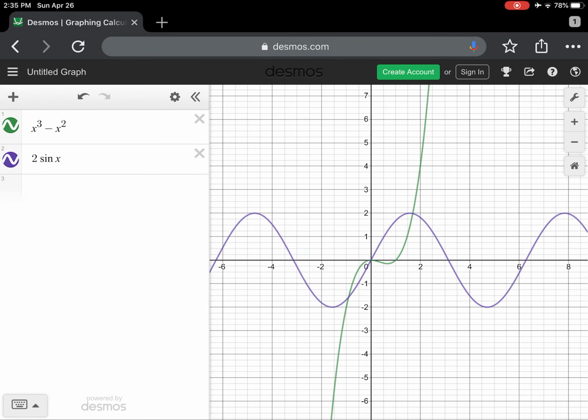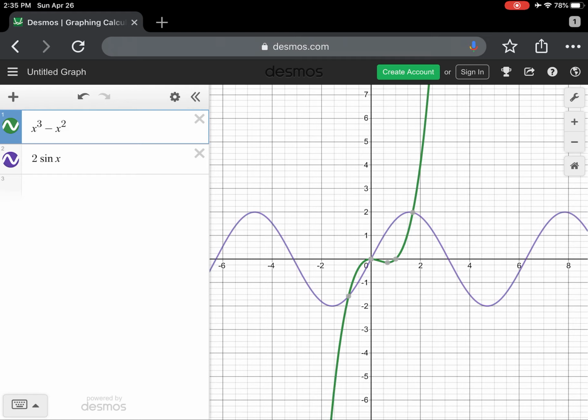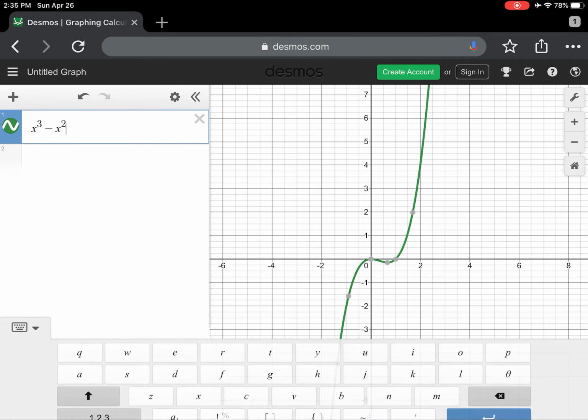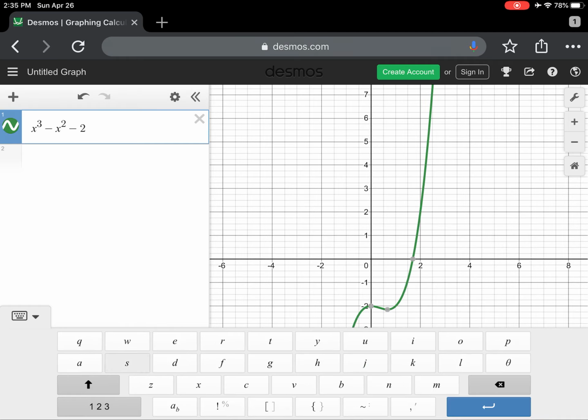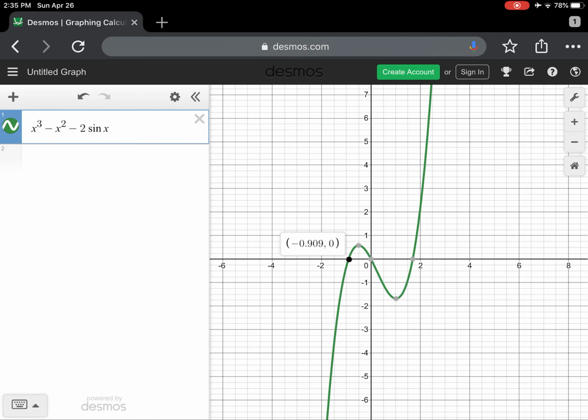So one is here, one is here, and one is here. And actually, you know what? It said use the zero feature. So let me redo this equation. Instead of having 2 sine x on the other side, I'm going to subtract 2 sine x, because that allows us to use the zero feature. Okay, and actually, look, it's easier to see the answers, right? Because you're just looking at where does it hit the x-axis. So there's one. That would be negative 0.9. That is 0. And this is 1.7.